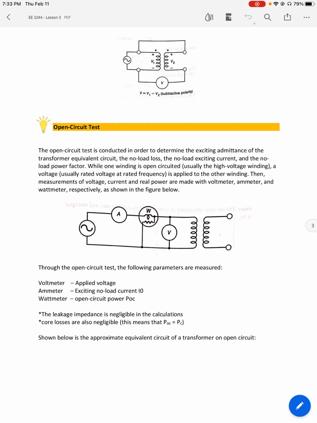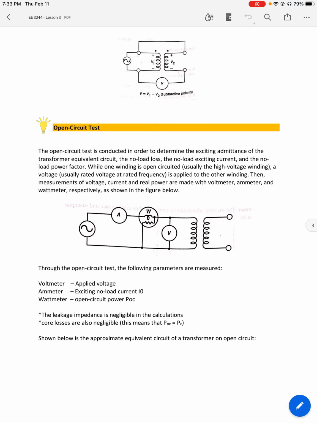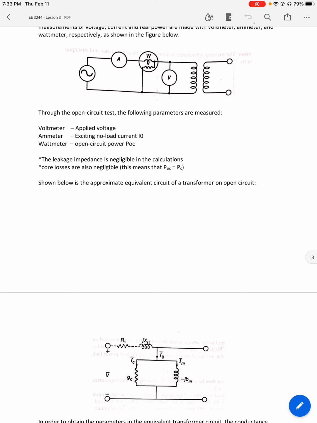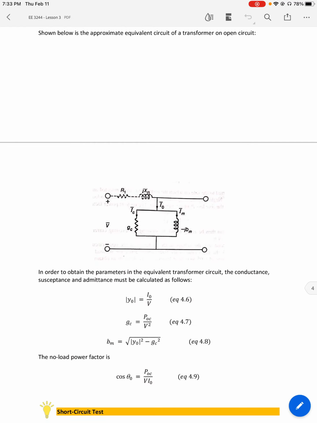And then the core losses are also negligible, which means na ang atong open circuit power is equal sa core losses in terms of watts. So that simplifies our calculations from then on. Tapos, mani siya ang equivalent na circuit diagram of a transformer on open circuit. So makita nimo ng R1 and jX1, ang impedance is negligible, so dili na siya significant. So we only have I sub 0, which is the vector sum of the core loss current IC and the magnetizing current IM.